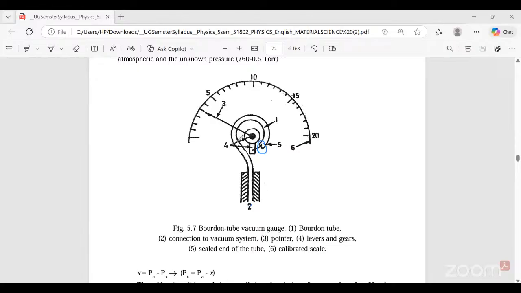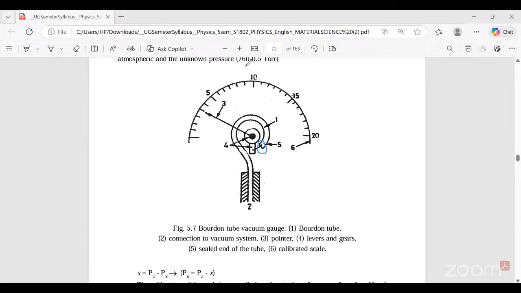The closed end is connected through a system of levers and gears to a needle which can be moved over a circular scale. If there is any change in the shape of the tube, it activates the gear system and moves the pointer. With the help of these levers and gears, the pointer changes.